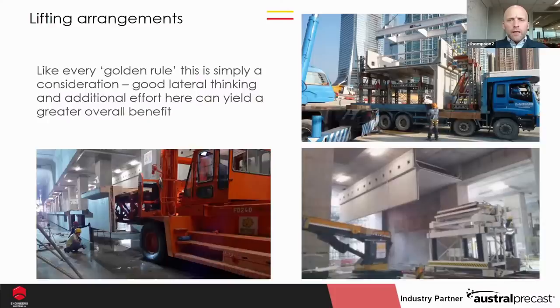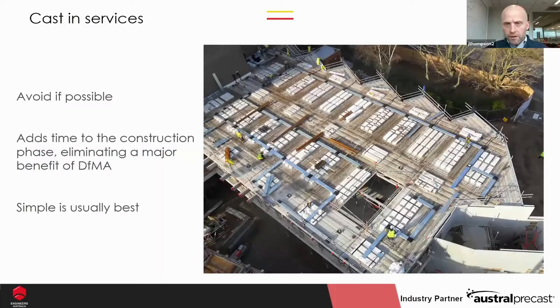Casting services. Again, if you can, avoid it. So you're looking at the ground floor slab of the Durham Gateway building there, and all of this galvanized tray is service containment. One of the benefits of DFMA is just how quick you can make it. So that's a floor slab of around about 36, 42 units, and you could literally place that in one day with a really, really well-drilled team. So it doesn't make that much sense to then add 2 or 3 days beyond that, adding cable tray, adding conduit, and all of the other things.